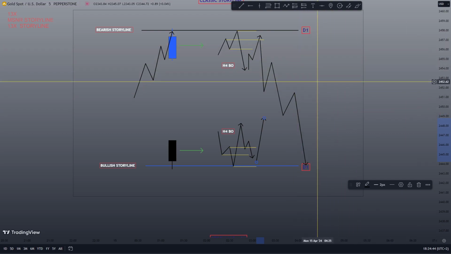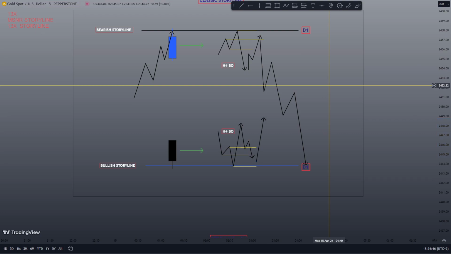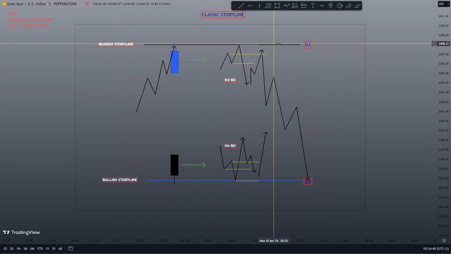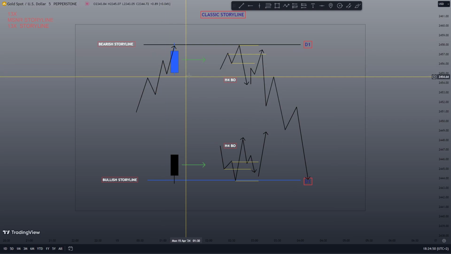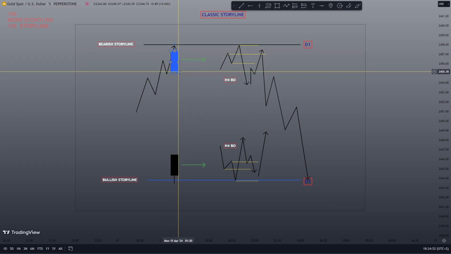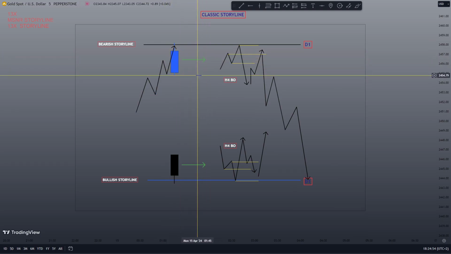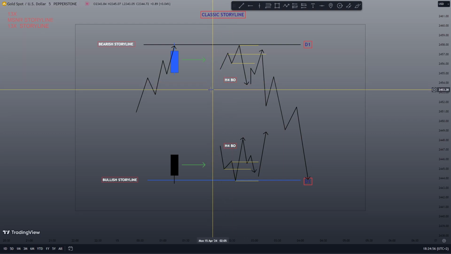So let's do a quick recap for a classic storyline. We need a fresh daily level. We need a daily rejection on that level. And we need an H4 breakout. What's the meaning of H4 breakout? We need to see the last A level or V level broken after price touches the daily level.